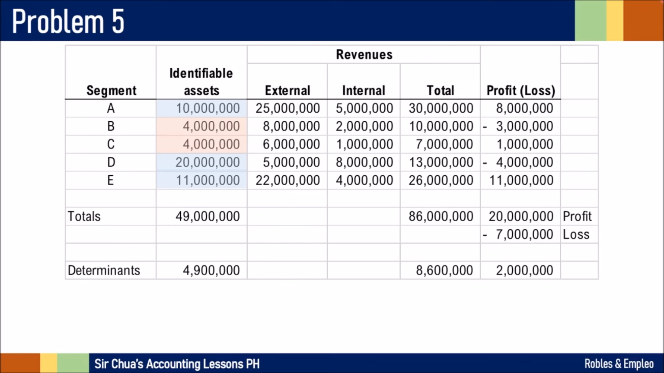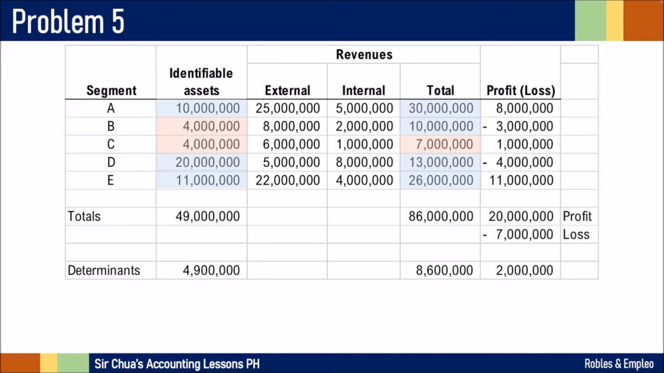Let's now go to your revenue test. Okay? So ang determinant natin is at least dapat 8,600,000 siya. So segment A is reportable. Ang laki niyan, 30 million. Segment B is higher than 8.6 million, 10 million. That's also reportable. But C is not reportable kasi 7 million lang siya. For segment D, it's also reportable kasi 30 million siya, and for E is 26. Okay, so as to your revenue test, ang reportable segments mo is A, B, D, and E.